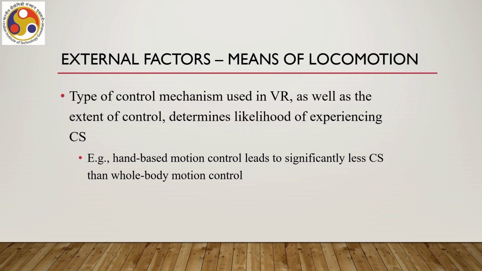Now, the type of control mechanism used in VR as well as the extent of control. So, type of control and extent of control both are important. They determine the likelihood of experiencing CS. For example, hand based motion control leads to significantly less CS as compared to whole body motion control. These are some of the findings in research studies.